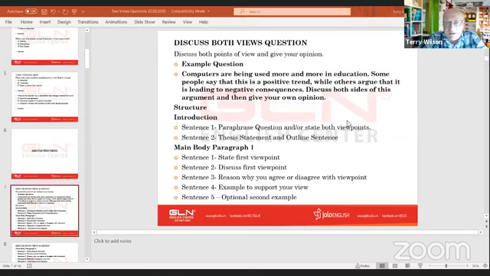Sentence 3, reason why you agree or disagree. You must be very clear in your point of view. You cannot say, I partly agree. If you do that, you'll lose marks. You must either agree or disagree. You can actually say, I agree more than I disagree, but you must be very clear in your opinion. So, as I said, don't make the mistake of writing, I partly agree.